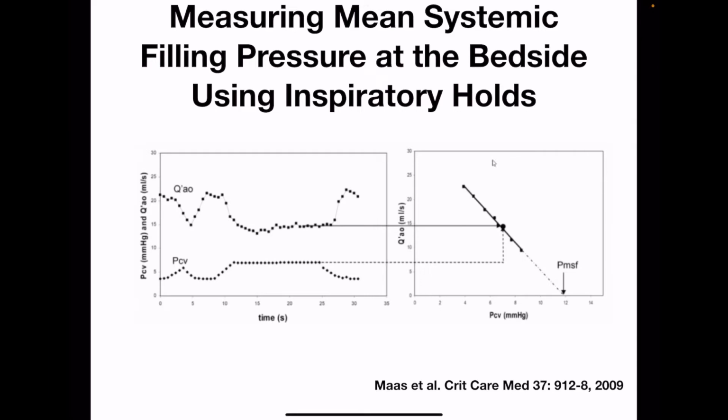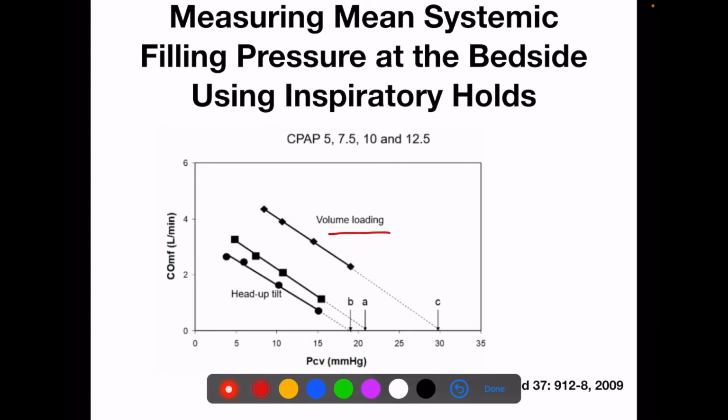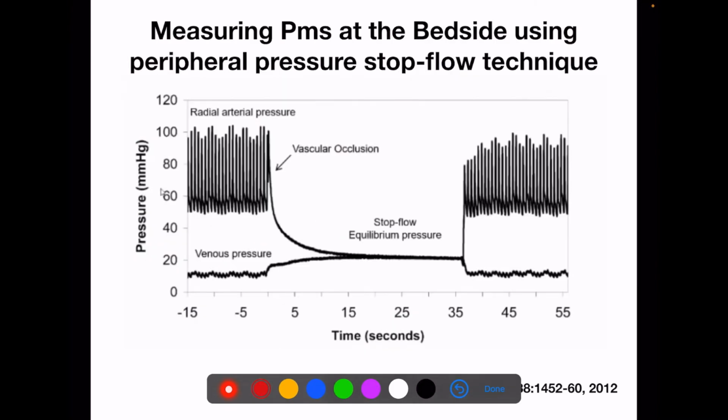So the first experiment that was done at the bedside was done in the OTs. The authors tried to measure the mean systemic pressure at the bedside using an inspiratory hold. Here similarly, they took patients who were in the OT. They first did a head tilt to cause hypovolemia, and they gave a 500 ml fluid bolus resulting in volume loading. And with this they tried to draw the graphs, and what they found by changing the pressures in the inspiratory pause, and then they tried to calculate the mean systemic filling pressure.